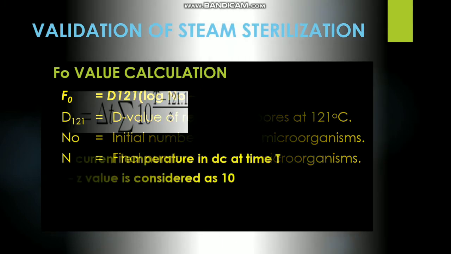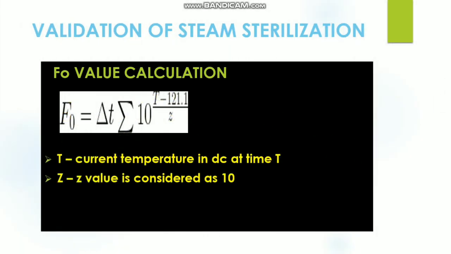Now the second way of calculating the F0 value is F0 calculation with temperature profiling. In temperature profiling, the equation is F0 equals delta T summation of 10 to the power (T minus 121) divided by Z. T is the current temperature in degrees centigrade at time T, and Z is considered as 10.